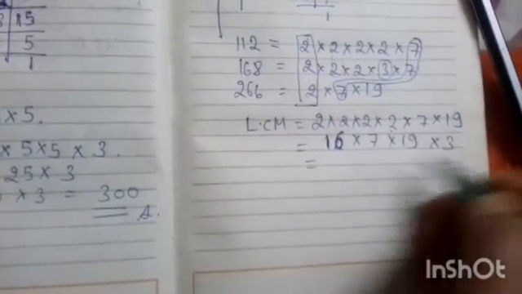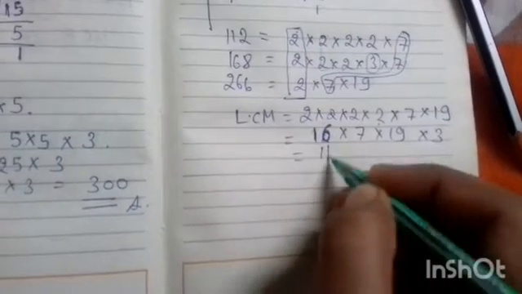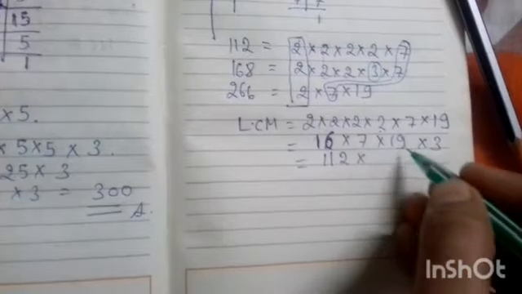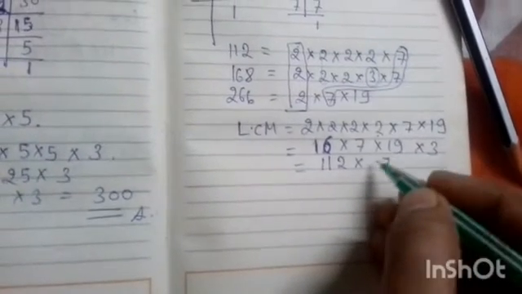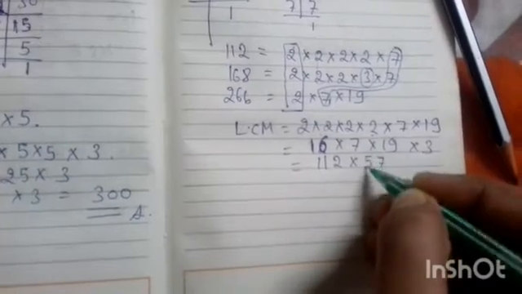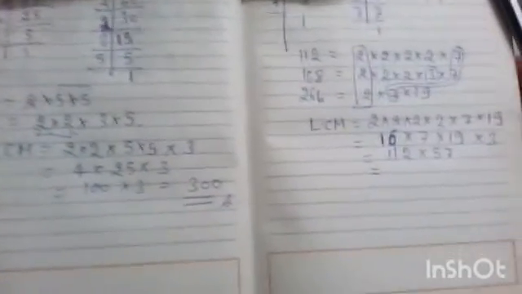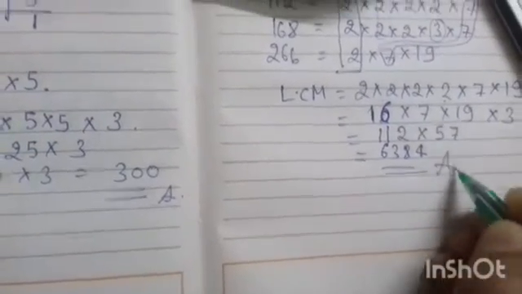Okay, now 16 into 7, 19 into 3, 9 3s are 27, 3 1 is 3, 2 5. If you multiply it, you got 6384 as the LCM answer.